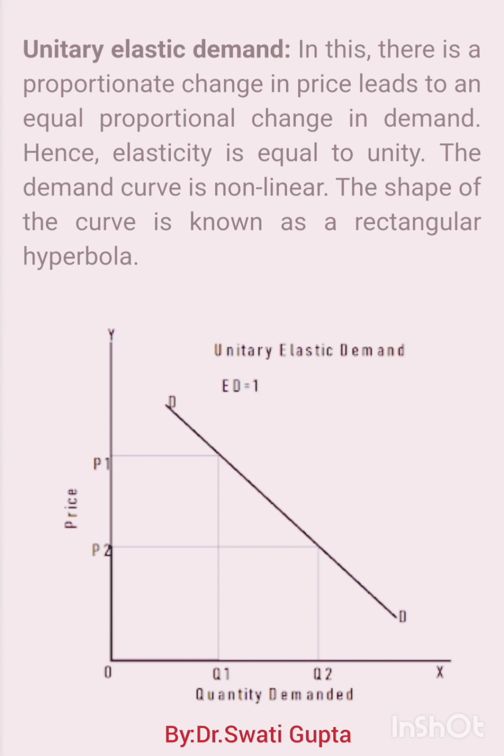The shape of the curve is known as rectangular hyperbola, as you can see in the diagram. OX quantity demanded and OY price are shown. DD is the non-linear demand curve, which shows that there is an equal change in the quantity demanded with the change in price. Or we can say that proportional change in price leads to an equal proportional change in quantity demanded.